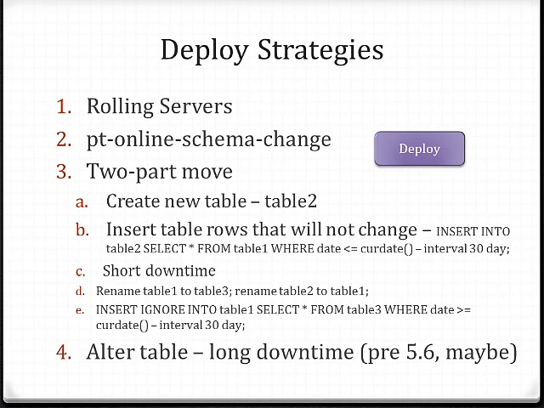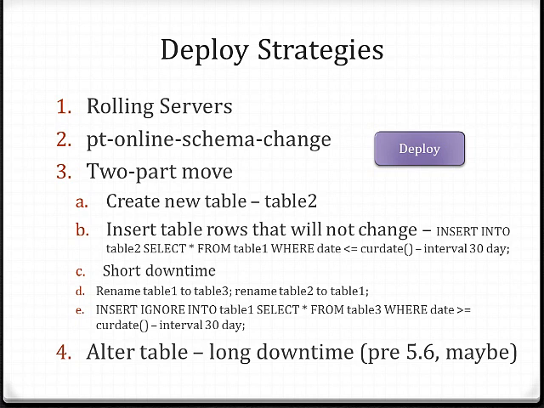So the first one is rolling servers. Let's pretend you have two servers. You send the traffic to one server and stop the traffic to the other, and you make the changes on this server, which doesn't have any traffic. You finish the changes, put the traffic back to this server, and make sure it replicates back. Then you take the other server off, block the traffic from it, make the change, and put them back in. So rolling servers: one server has it, one server is offline, and then they switch.